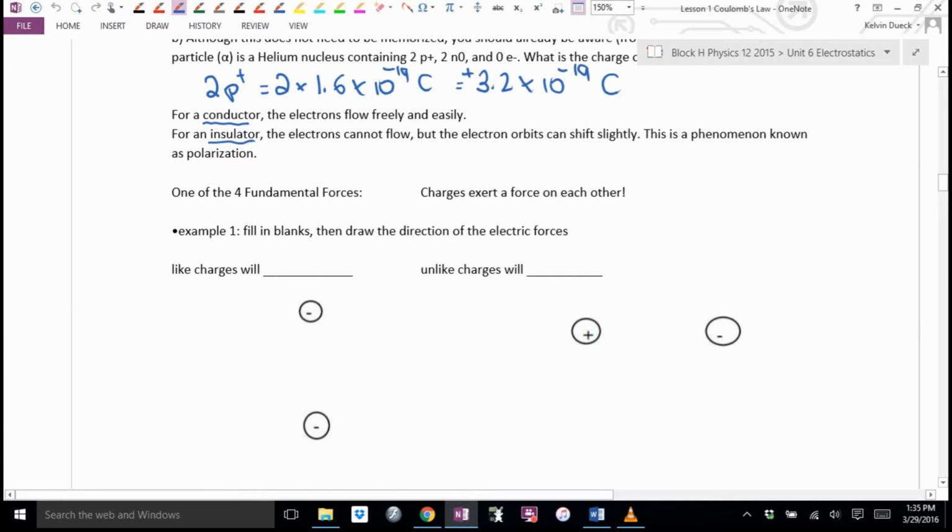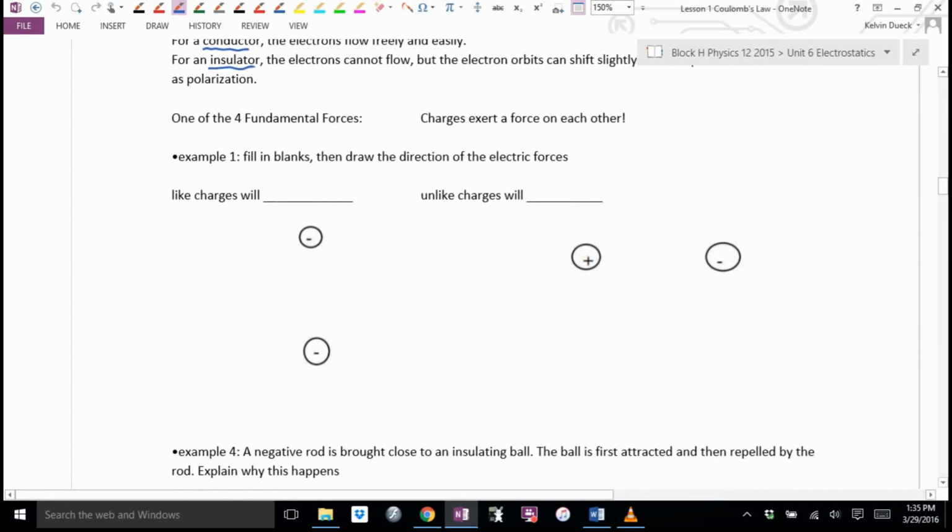This is one of the 4 fundamental forces. Charges exert a force on each other. Fill in the blanks and then draw the direction of electric forces. What did you learn in Science 9? Like charges. Unlike charges.